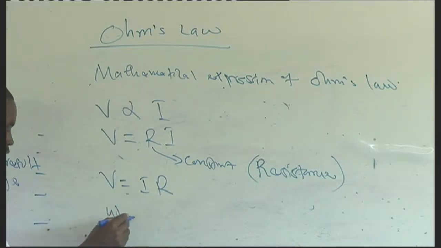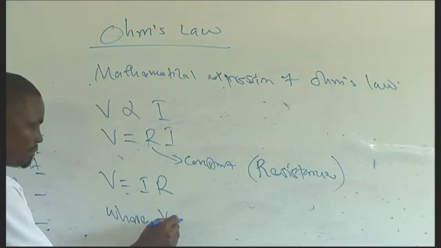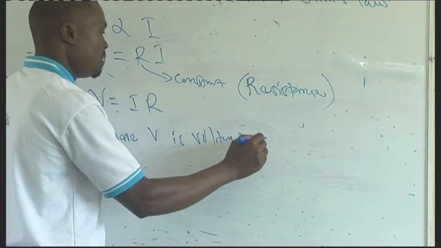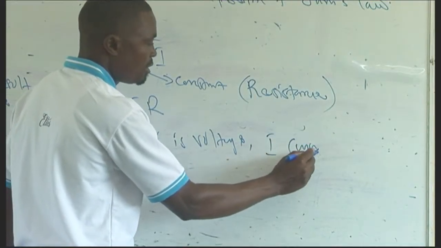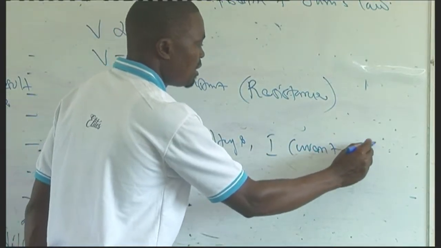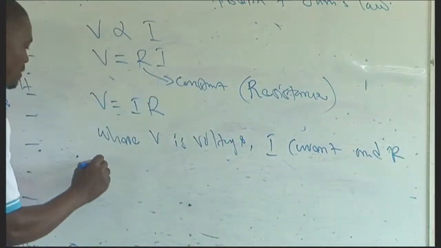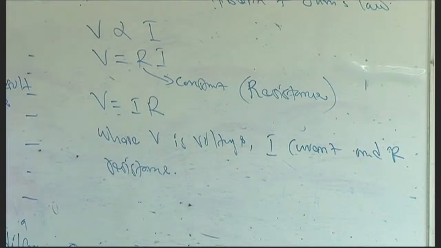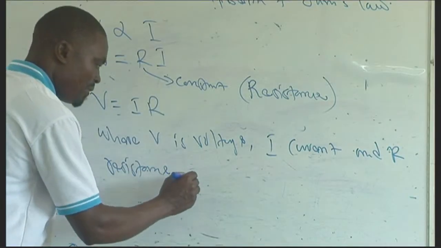Now we can say where V is voltage, I is current, and R is resistance. So this is how we also express Ohm's law. But remember, we are saying that temperature and other physical factors must be kept constant. What are these other physical factors?